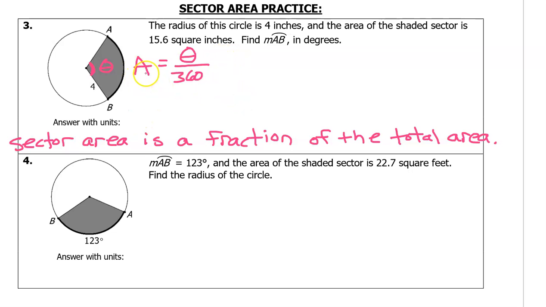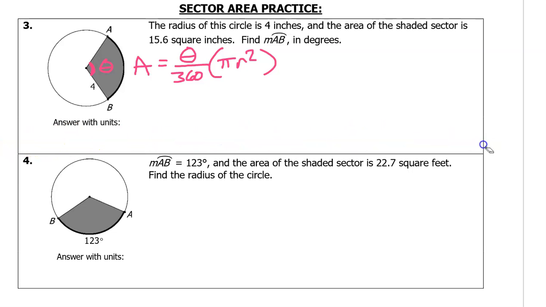So far I have sector area is a fraction. Now, what about the total area part? What is the formula for the area of a circle? That is pi r squared. So if I put the pi r squared, that completes the sentence. Okay, so here we go. Sector area is a fraction of the total area. So we have now transformed this common sense sentence into a formula. So that should make it easier to memorize.